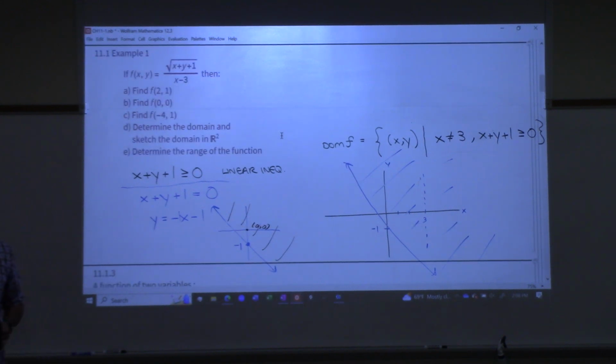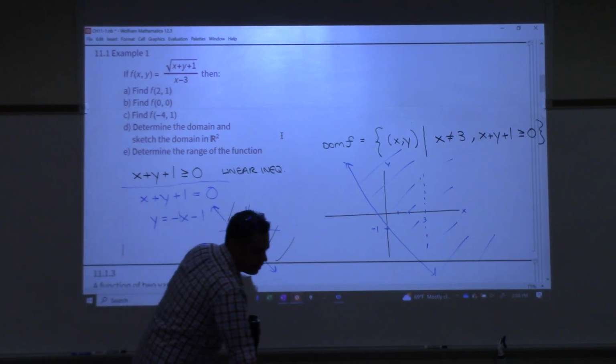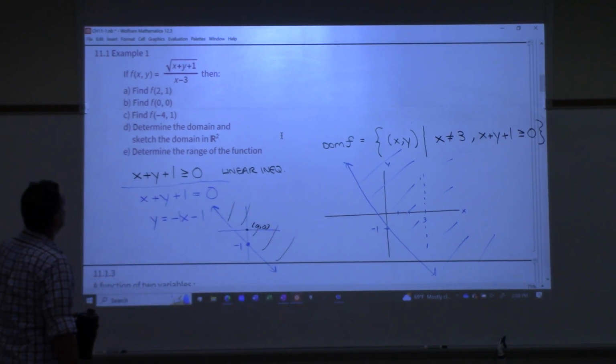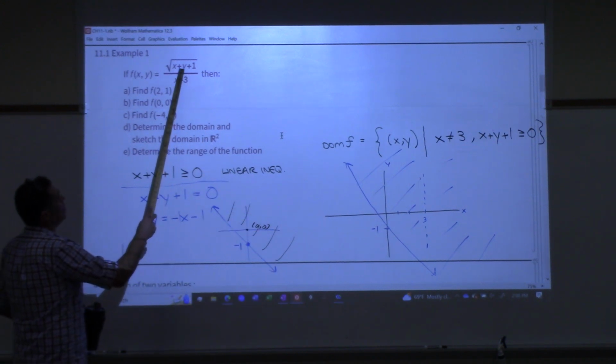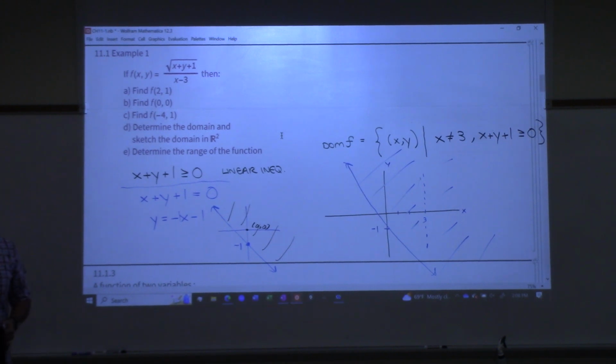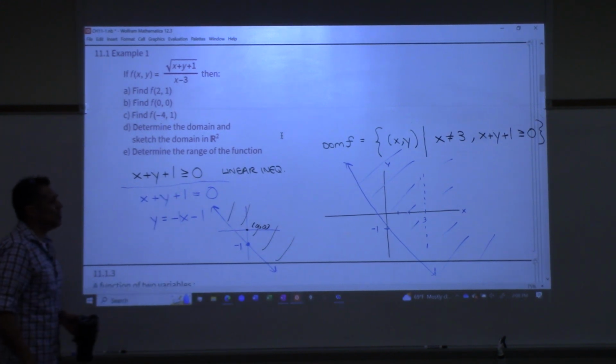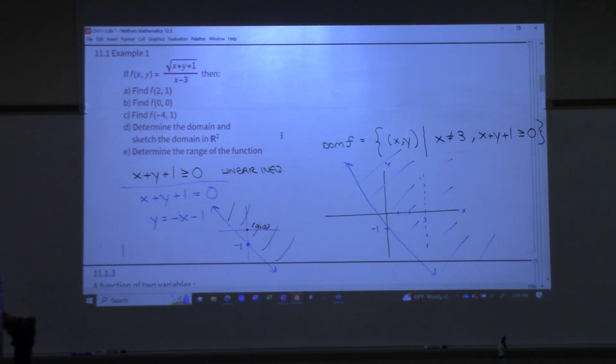Determine the range. Now, determining ranges of functions is normally much harder to do. Unless the function is simple, it's pretty hard to determine ranges. But I think we can do it here. Do we all agree that the numerator is always positive, no matter what, right? And the denominator could be positive or negative depending on my value of x. So it seems reasonable to think that I probably can get out almost every positive number and every negative number that I could think of.